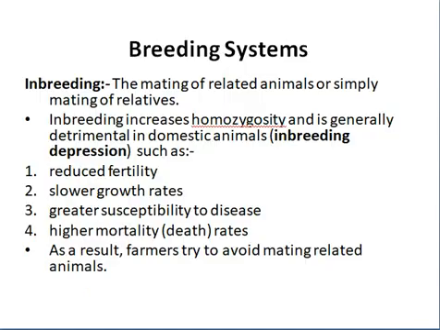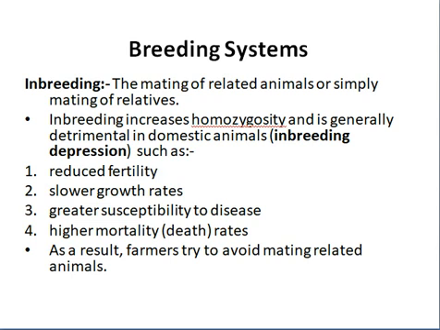So what are the different breeding systems which we use in animals? The first one is inbreeding. Inbreeding is mating of related animals, or simply mating of relatives. For example, father and daughter mating is an extreme case of inbreeding. Similarly, mother and son mating is also inbreeding. Cousin mating and brother-sister mating are also examples of inbreeding.